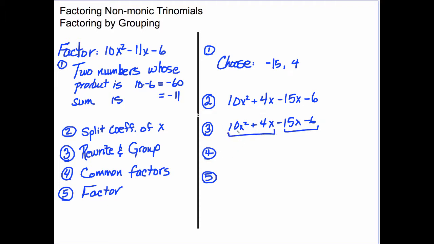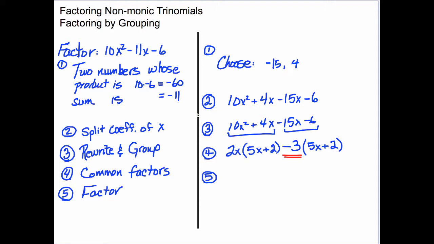Now, in the first two, the common factor is going to be 2x. All right, so this is going to be 2x times 5x plus 2. And now in this next one, the common factor is 3. But notice here that we're factoring out, because of the minus sign, a negative 3. Now what that means is that we have to watch our signs. Negative 3 times 5x is negative 15x, and negative 3 times positive 2 is negative 6.